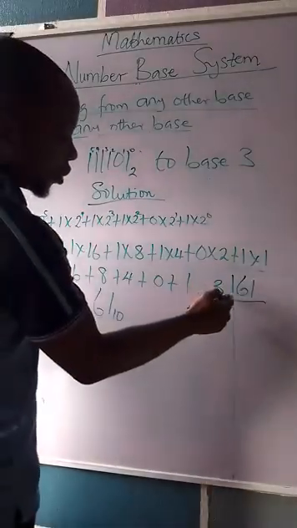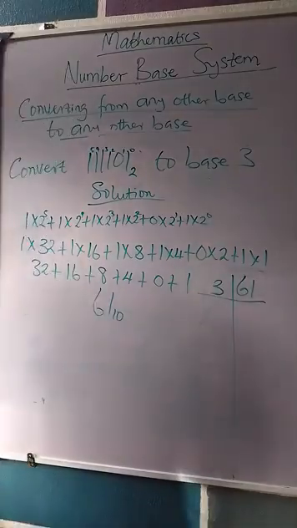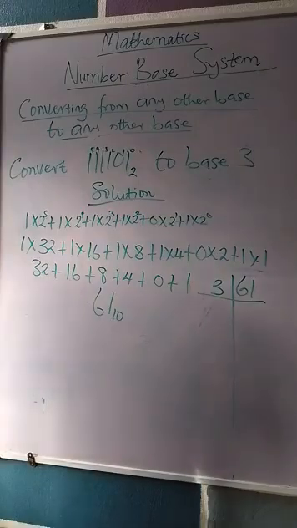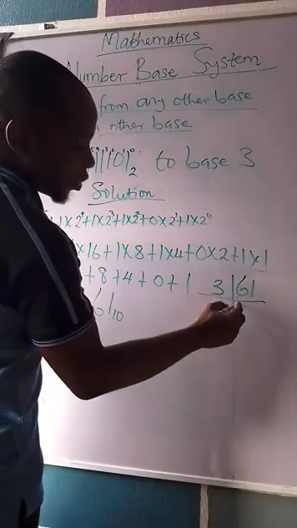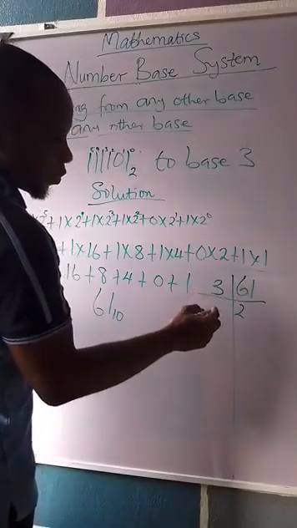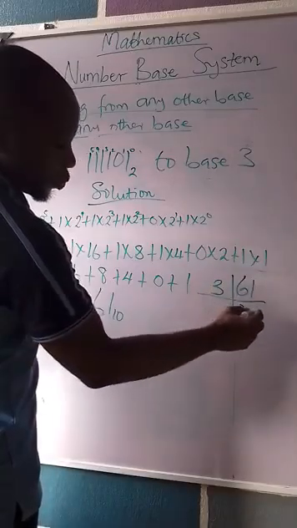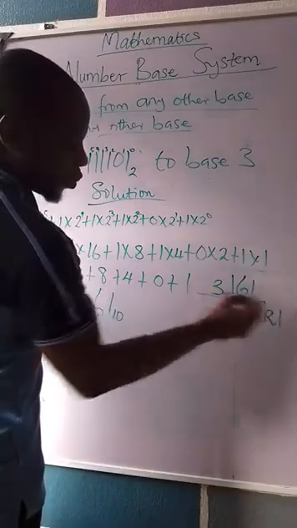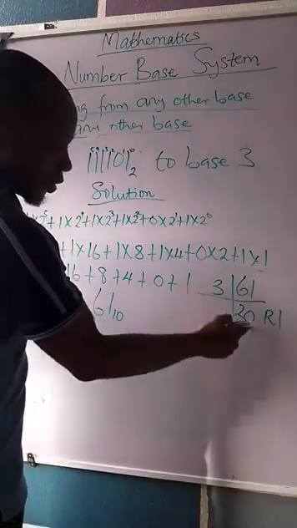3 goes into 61. How many times? Tell me now, how many times? You can use a simple method that says 3 goes into 6. How many times? It's 2 times. 3 now cannot go into 1, so it's 0 here. Okay? So you put remainder 1. Simple.